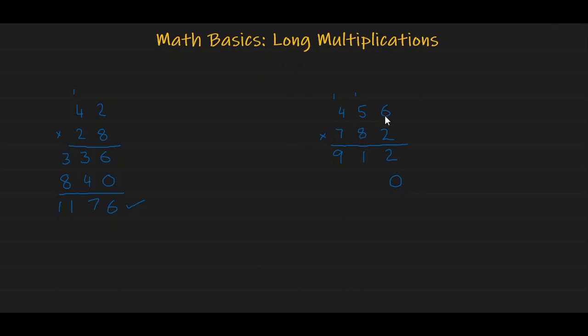8 times 6 comes up to 48. 8 times 5 comes up to 40 plus 4, 44. So we just put 4 and 4. 8 times 4, which is 32, plus 4, 36. So just put 36.